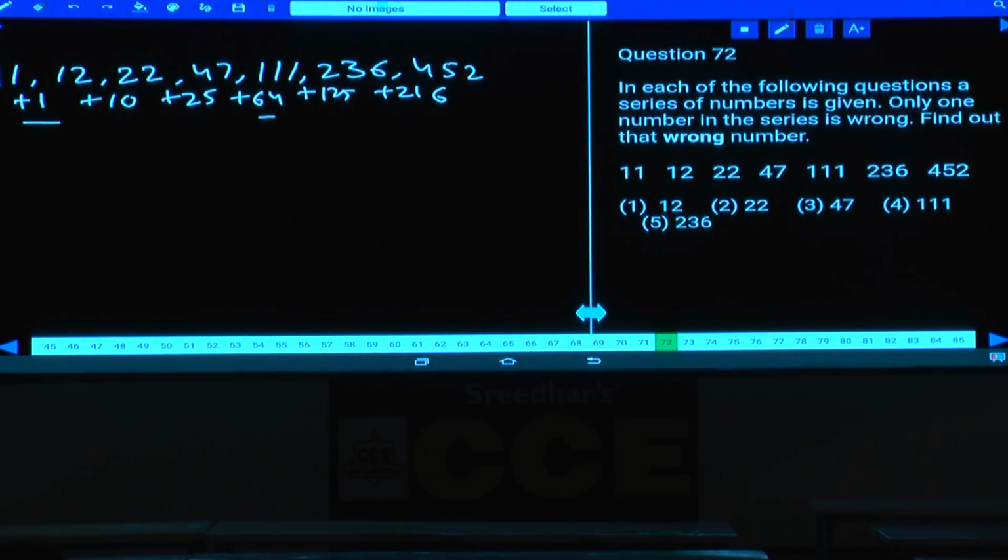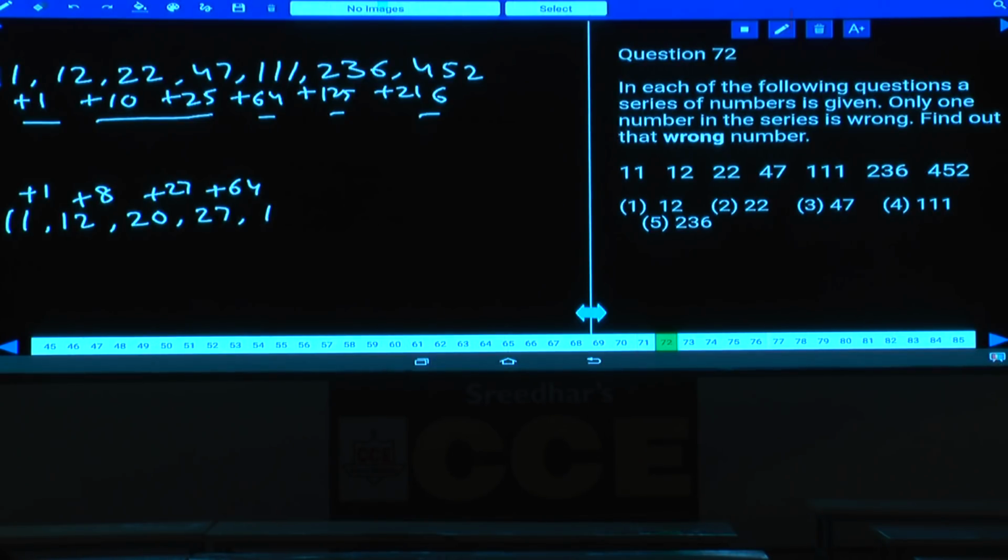1, 64, 125, 216 can be written as 1 cube, 4 cube, 5 cube, 6 cube. Meanwhile, this is not a cube. Hence what is the pattern here? 11 plus 1 cube, 12, 12 plus 2 cube, that is 8, is 20, and next one 20 plus 3 cube 27, and 27 plus 4 cube 64, that is 111, 111 plus 125, that is 236, and next one 236 plus 6 cube 216. Now the number is 452.